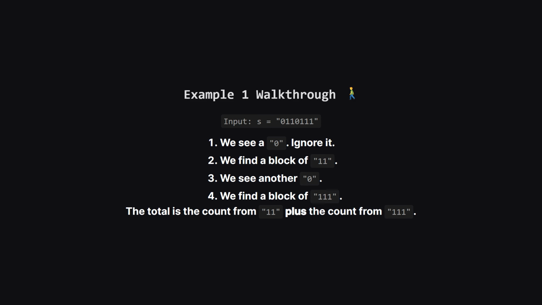Let's apply this to the first example from the problem. The input string is 0110111. We can see that the problem really boils down to finding these groups, or blocks, of consecutive ones. There's a block of 2 ones, and then there's a block of 3 ones. Our total answer will be whatever we calculate for the block of 2, plus whatever we calculate for the block of 3.